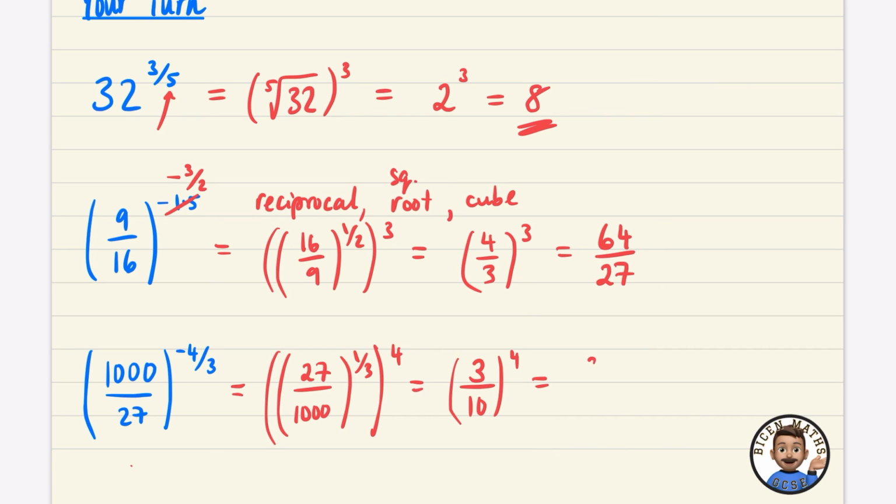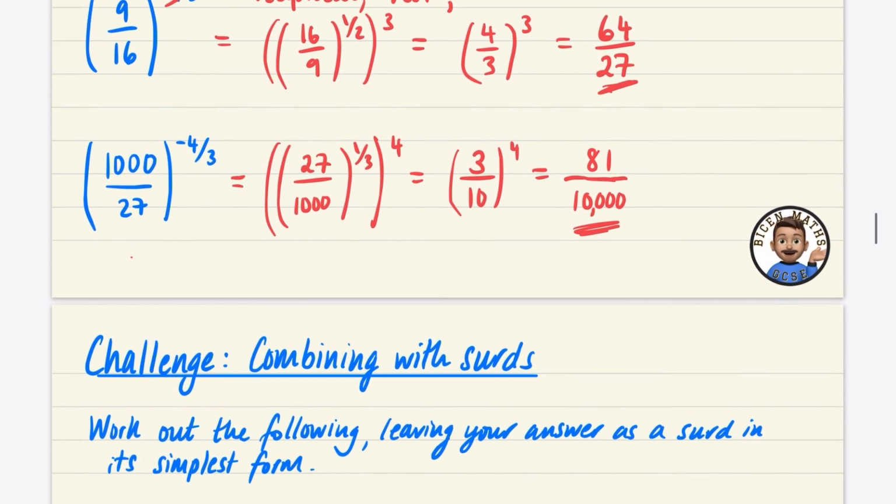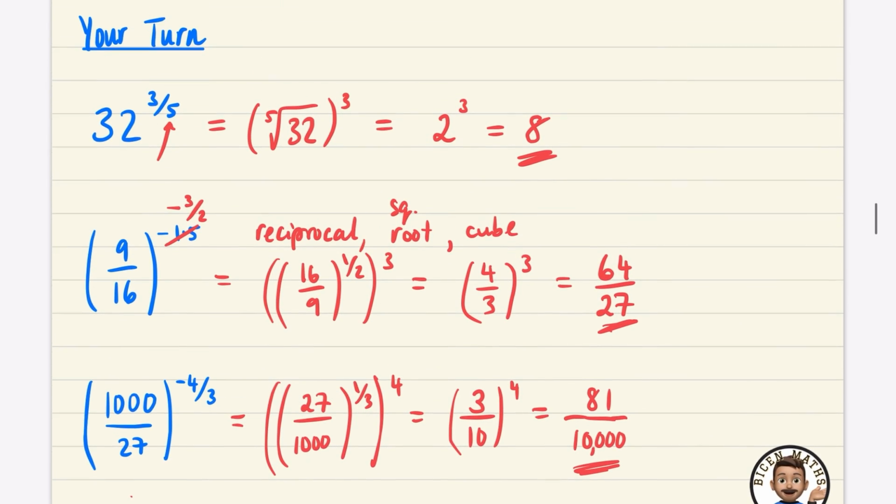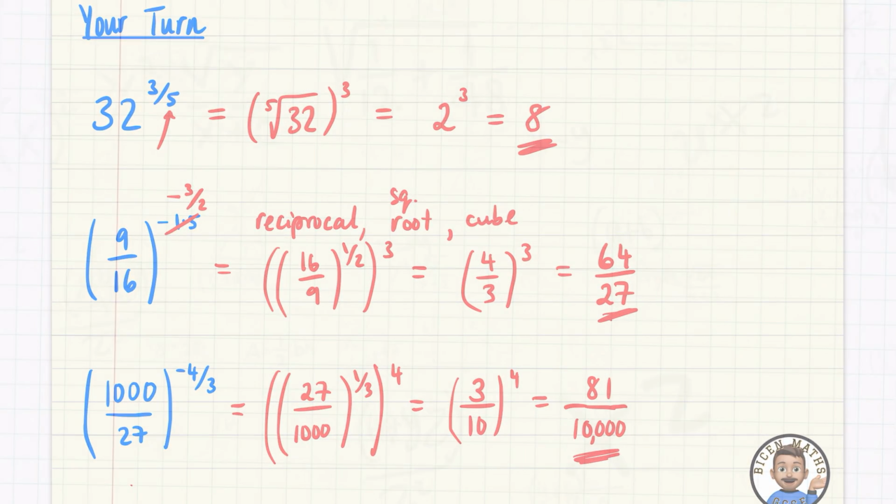3 to the power of 4 is 3 times 3 times 3 times 3, that's 81. And 10 to the power of 4 is 10,000, it's got 4 zeros there. So you get 81 over 10,000. So these are your 3 answers for this question. Now in the next video, I'm going to do something a bit more challenging. I'm going to combine it with surds. So hopefully you've already studied the surds topic.